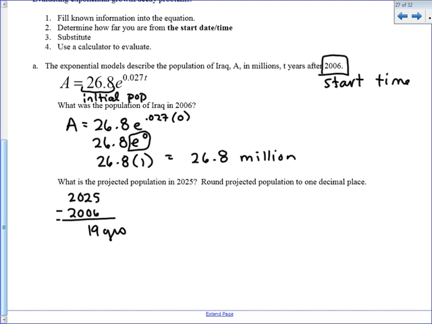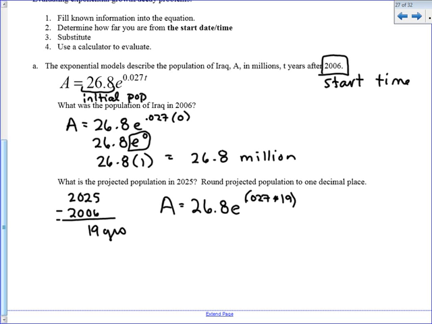So we're going to take our equation for our population growth, 26.8 e to the 0.027. I'm actually going to do times 19. Because when you put this in your calculators, and that's what we're going to talk about next, all of your calculators that hold the display, when you use the E button, will automatically put it raised to the power and then parentheses. So you want parentheses around the exponent.